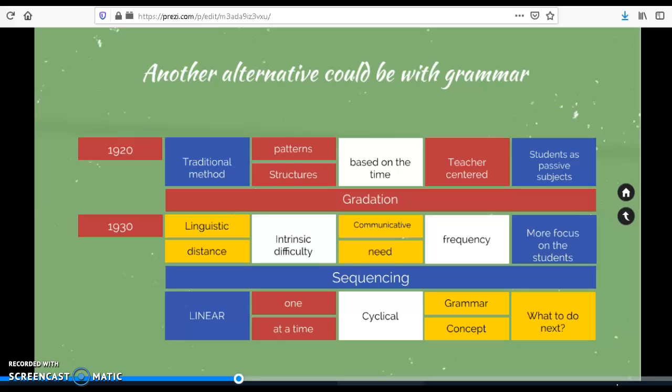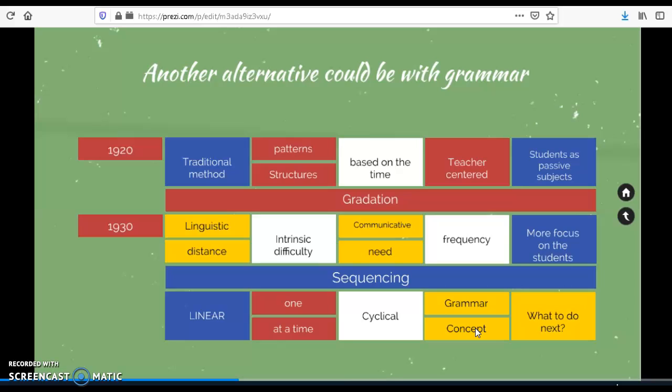Another alternative could be with grammar. In 1920, there was the traditional method focused on patterns and structures, based on time, teacher-centered, and students as passive subjects. In 1930, there were 2 models: graduation and sequencing. Graduation was based on linguistic distance, intrinsic difficulty, communicative need, frequency, and more focus on the students. In sequencing, we can find linear and cyclical.